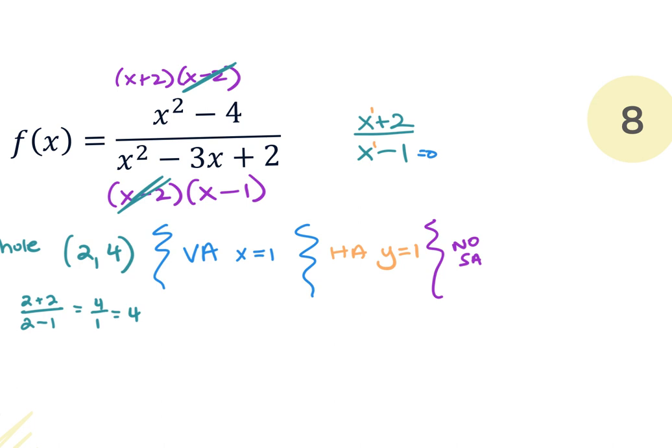Because one, you can't have a horizontal and a slant. But the real check is the numerator's exponent has to be 1 more than the denominator's exponent. So these are both the same. They're both x to the 1st. If it was x to the 2nd and x to the 1st, now there's a slant.